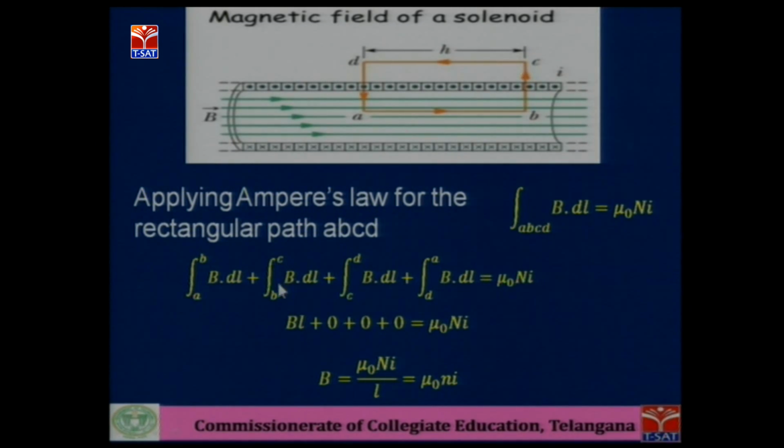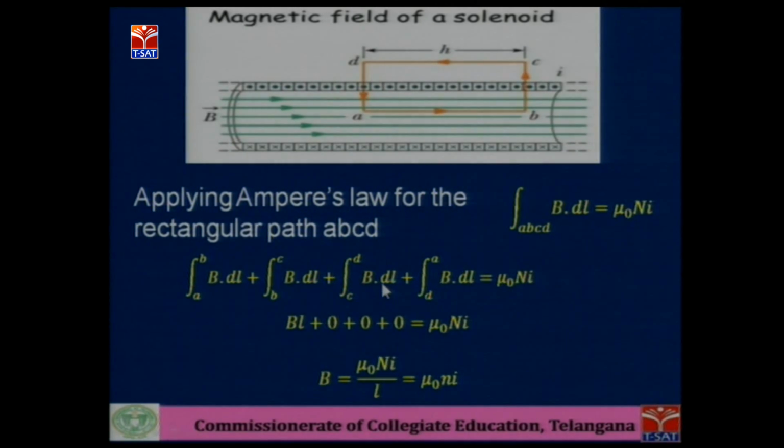Next, the line integral of B dot dl from B to C. Here the angle between B and the length element matters. The direction of the length element is from B to C, and the direction of the magnetic field is from left to right. So the angle between them is 90 degrees. So this will become B dl cos 90. We know that cos 90 is equal to 0. Hence the integral of B dot dl is 0 from B to C.